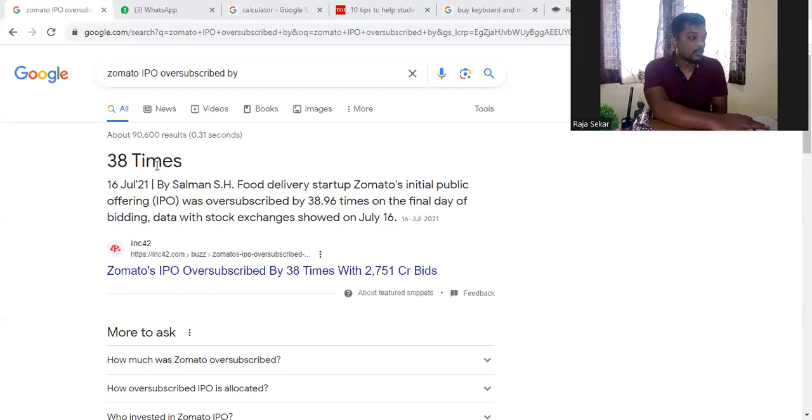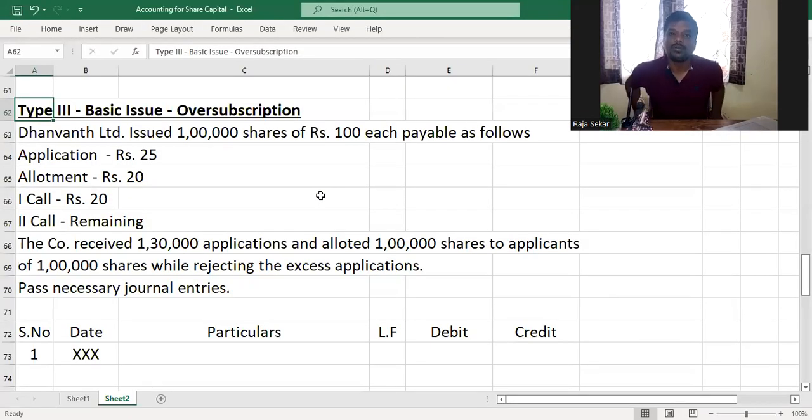We are going to understand how to account for that now. I'll also show you a practical, recent example of how many times Zomato shares were oversubscribed. If you see, Zomato shares have been oversubscribed by 38 times when it made the initial public offer. So in such situations, how does the company go about accounting for it and what all can it do? We're not going to study everything now because the company has a lot of choices in front of it, but we'll take the basic way of doing it.